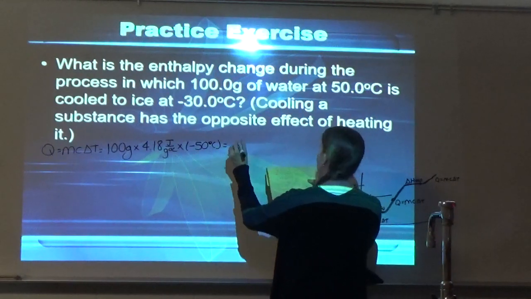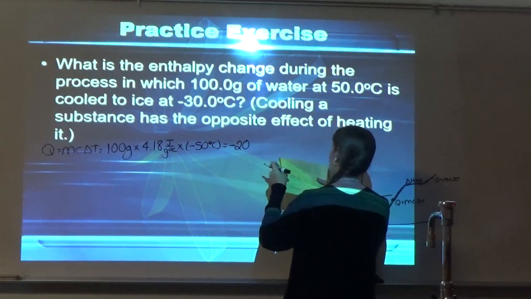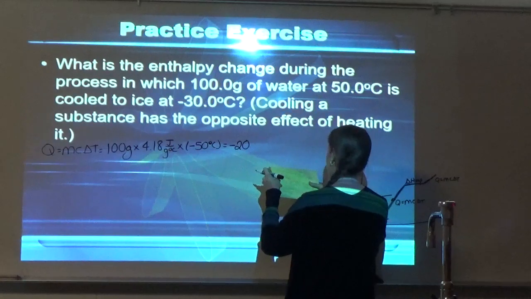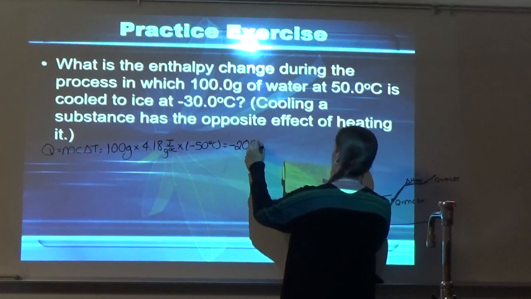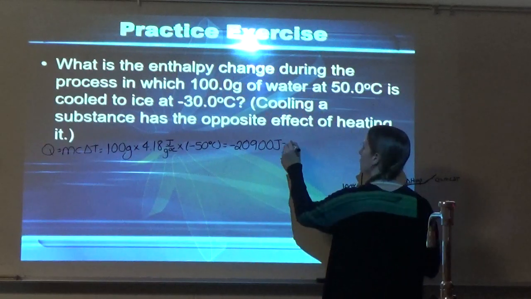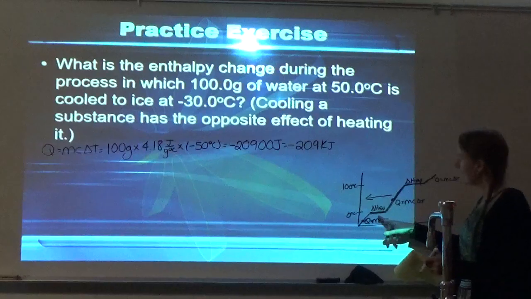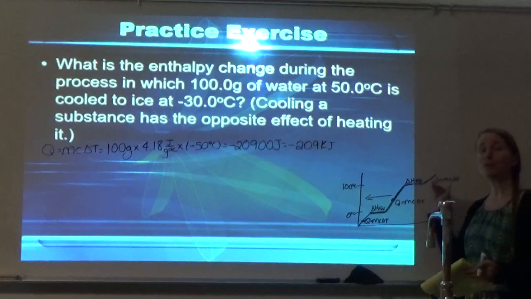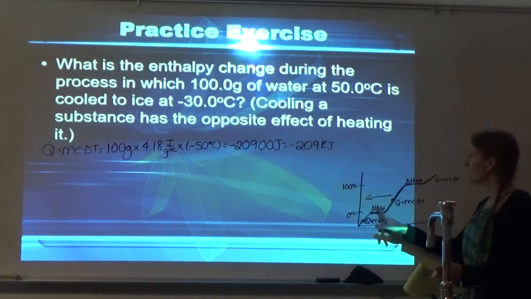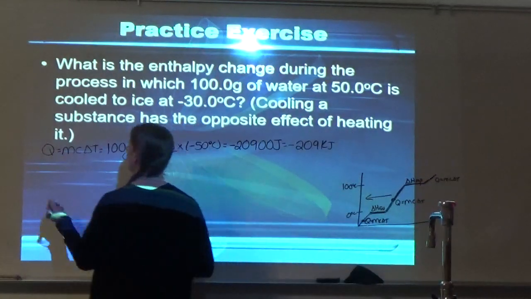So I got negative 20,000, oh, did I get 20? I can't even read my handwriting here. Yeah, it looks like 20,900 joules, which of course we need to change to kilojoules, so it's negative 20.9 kilojoules. All right, so then I do my delta H of fusion, but we are freezing it now. So I need to use delta H of solidification. So remember, I just take fusion and change it to negative.